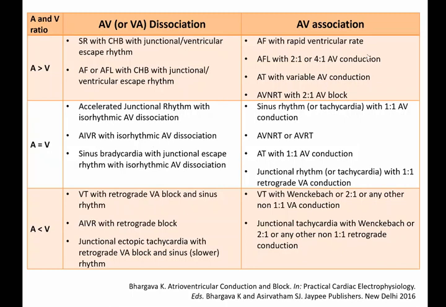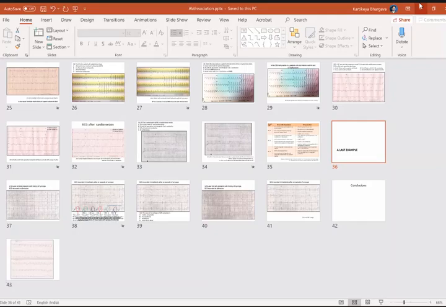So this is a table from my book that I edited, again showing AV dissociation and AV association, and there are examples where the atrial rate is faster than the ventricular rate, same as the ventricular rate, and less than the ventricular rate. So I'll end with that, and I believe that there will definitely be some questions for me to answer. So let's look at the questions.